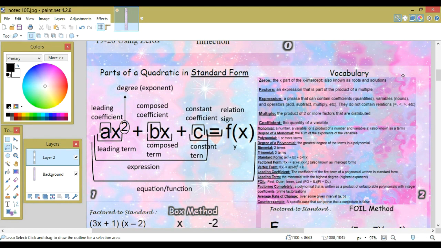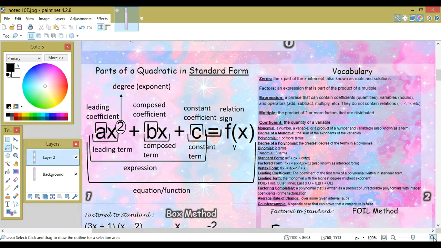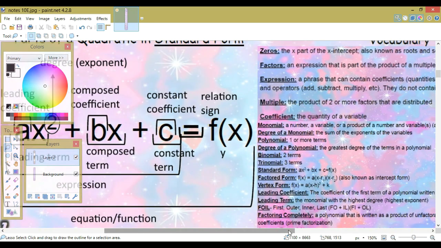On the next page, you'll find some vocabulary words, and you need to write the definitions down. Pause the video and define the terms that you need to.